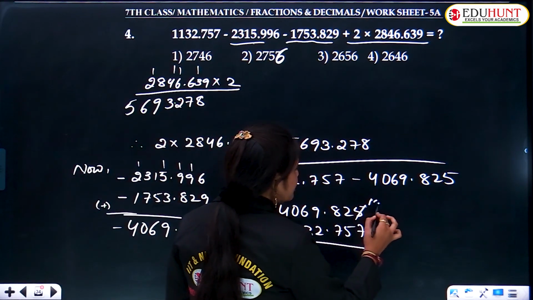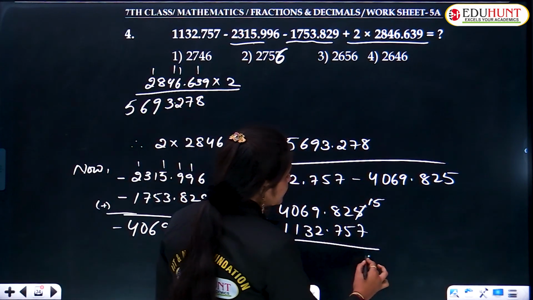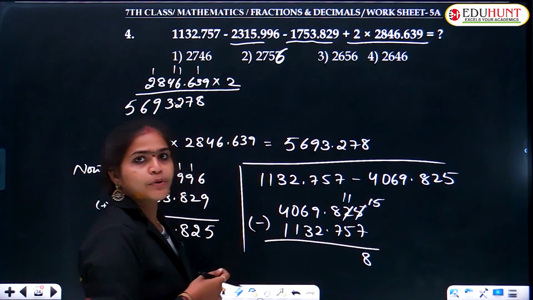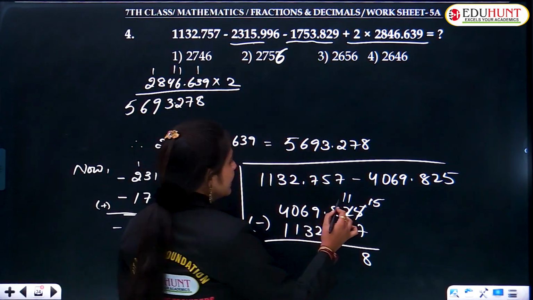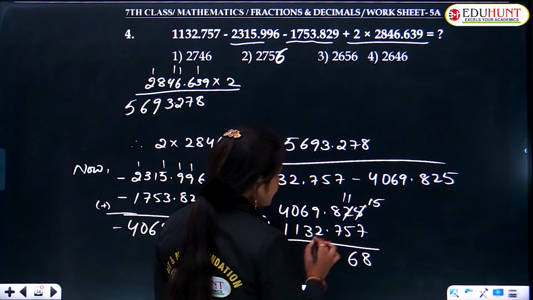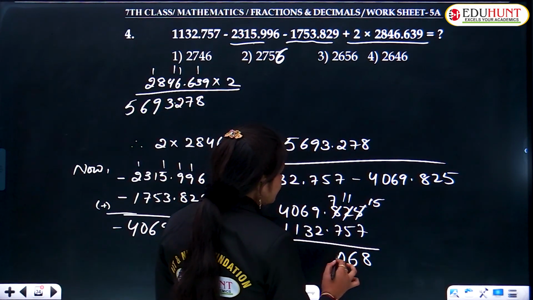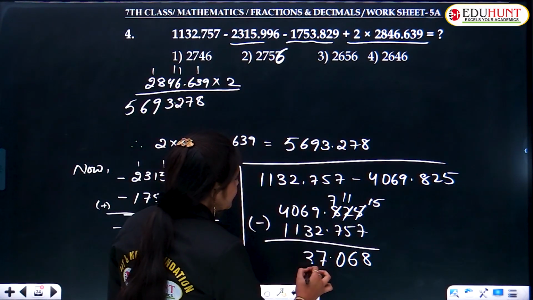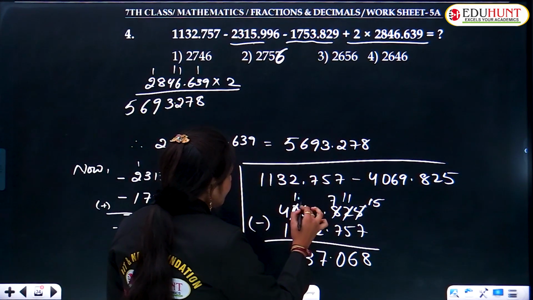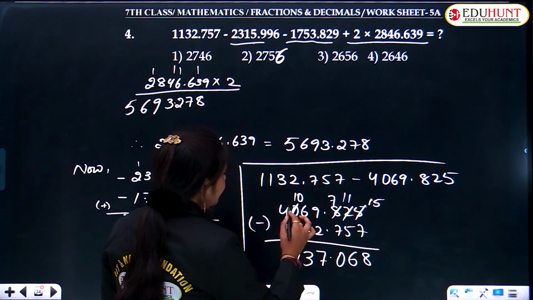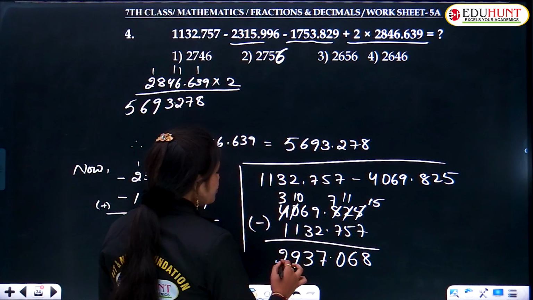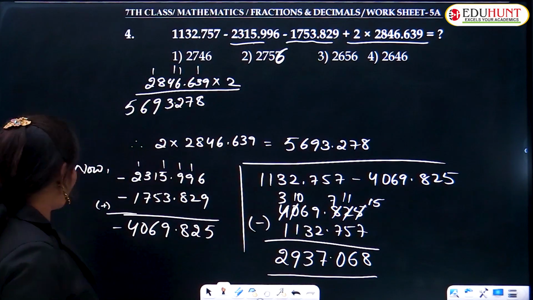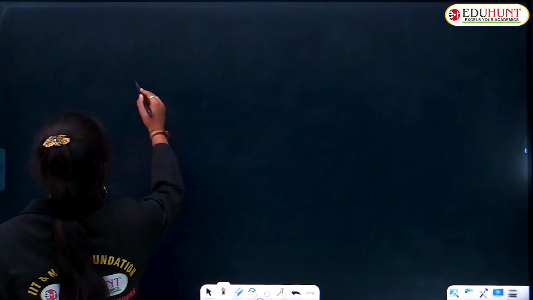5 minus 7 is not possible. 15 minus 7 is equal to 8. And here this is 1, no? And here 1 minus 5 is not possible, no? That's why take that 1. Then here 11 minus 5 is equal to 6. And here 7 minus 7 is 0. And here 9 minus 2 is 7. 6 minus 3 is 3. 0 minus 1 is not possible, no? 10 minus 1 is 9. And here 3 minus 1 is 2. 2937.068. Okay.